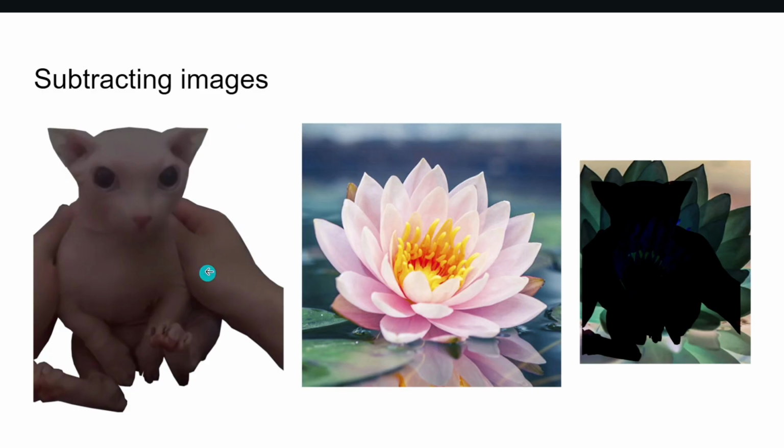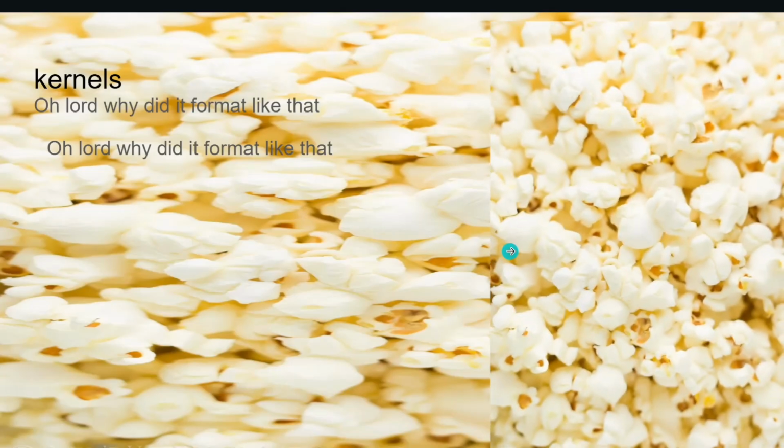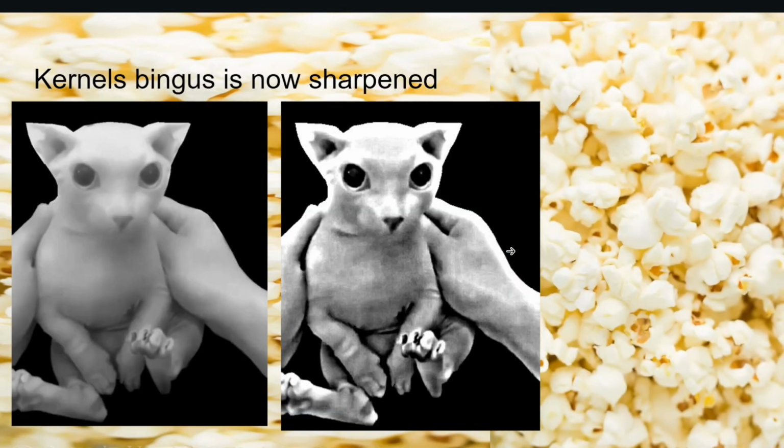As well as on Bingus, you're starting with a relatively low black pixel color, so subtracting a relatively light flower petal color from that would go to black. And that's why you can see the black outline of Bingus on the right. Kernel Bingus is now sharpened. Find out what this means in a moment.